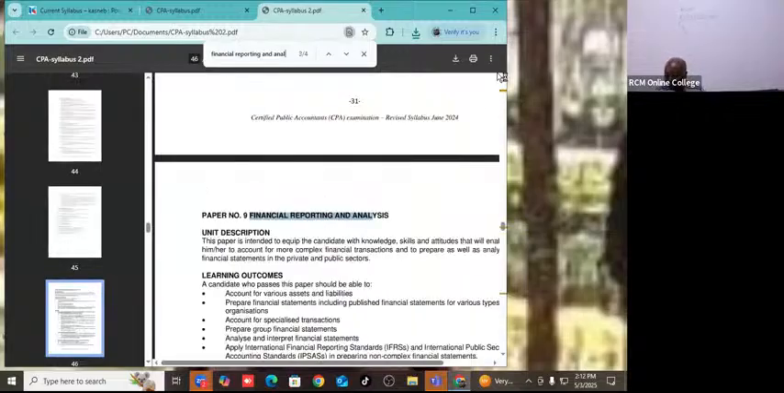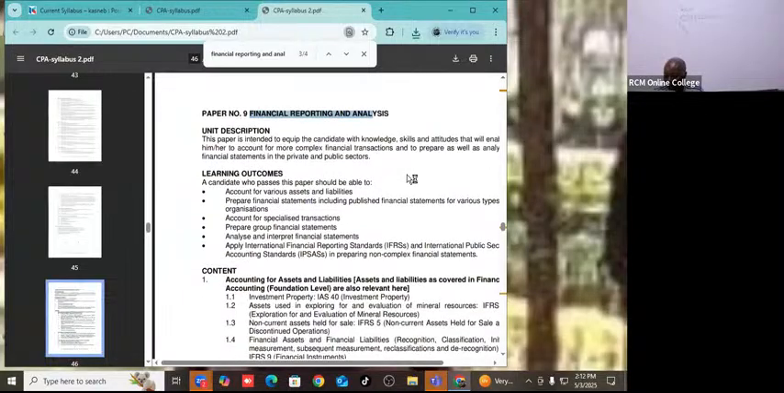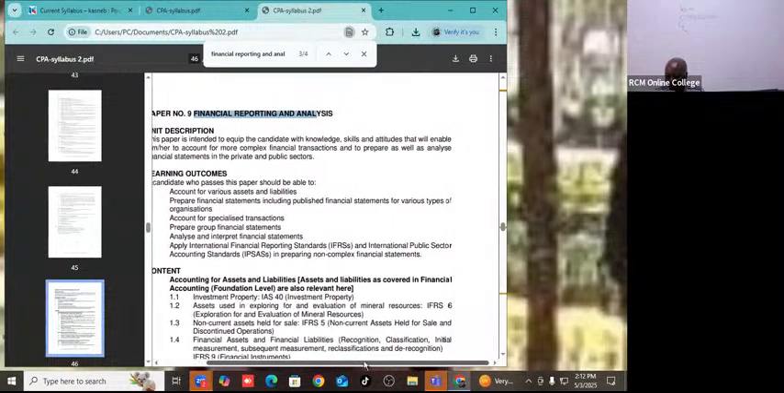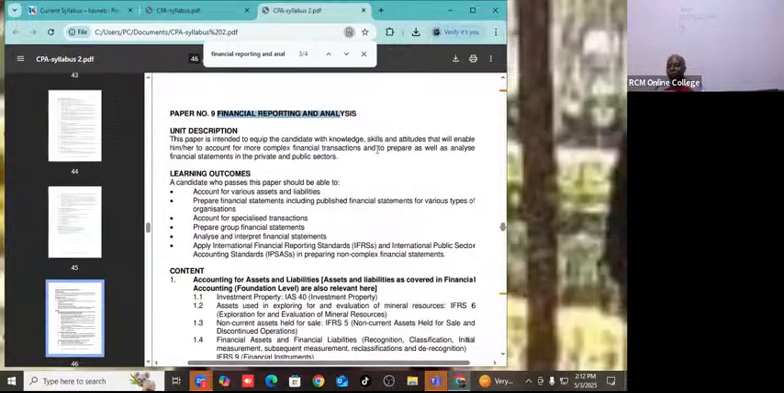So this is the paper, ladies and gentlemen. It's paper number 9, financial reporting and analysis. We are told that this paper is intended to equip the candidate with knowledge, skills, and attitudes that will enable him or her to account for more complex financial transactions and to prepare as well as analyze financial statements in the private and the public sector.